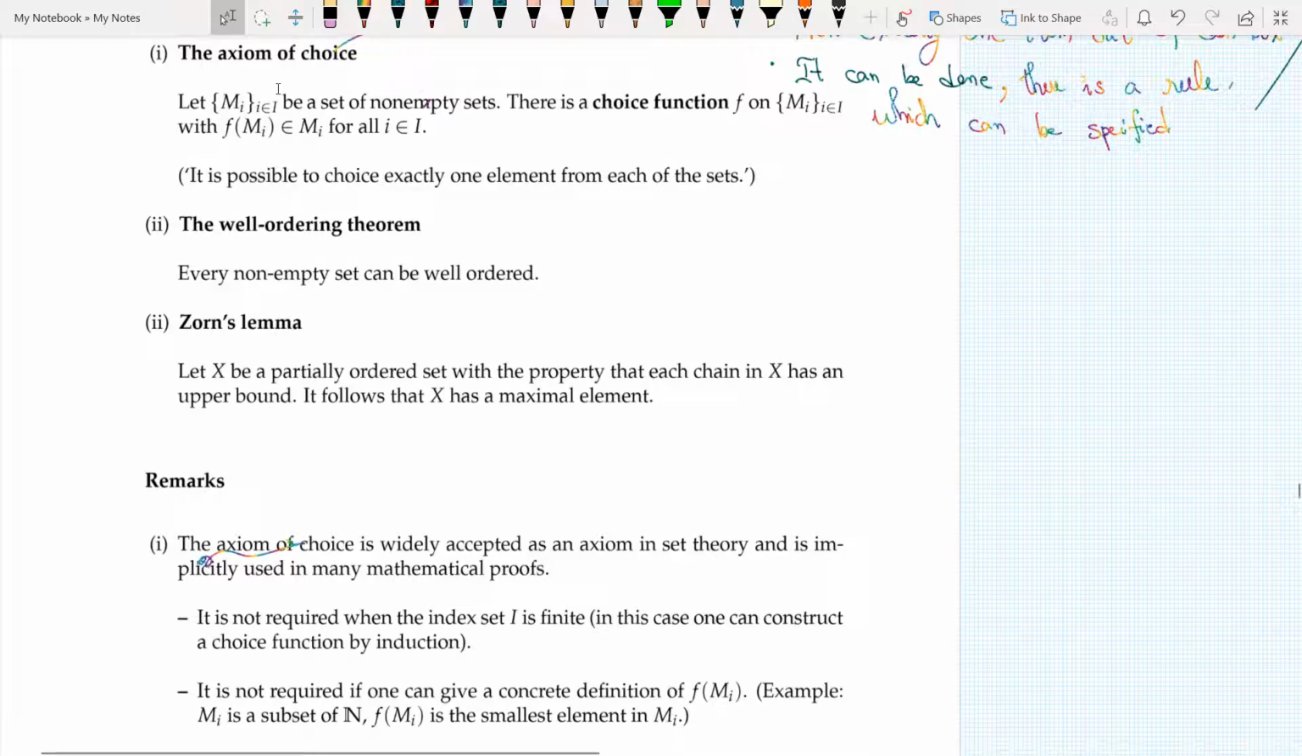So the axiom of choice says: let M be a set of non-empty sets. There is a choice function f on M with f(Mi) belonging to Mi for all i belonging to capital I. Now this is exactly what I said. It might not make so much sense as it's written, but this axiom of choice is the mathematical equivalent form of the infinite box example.